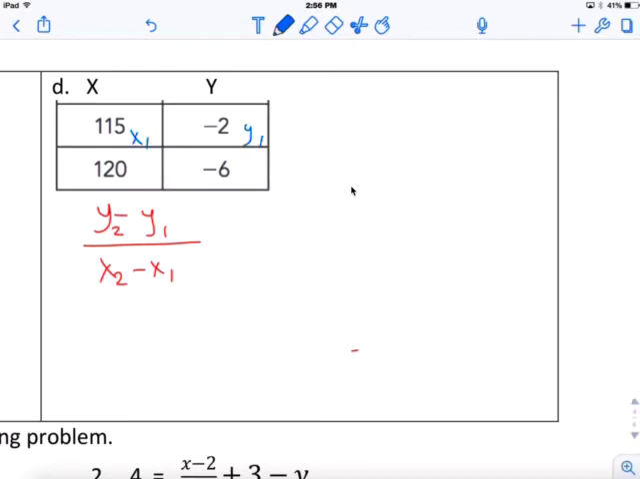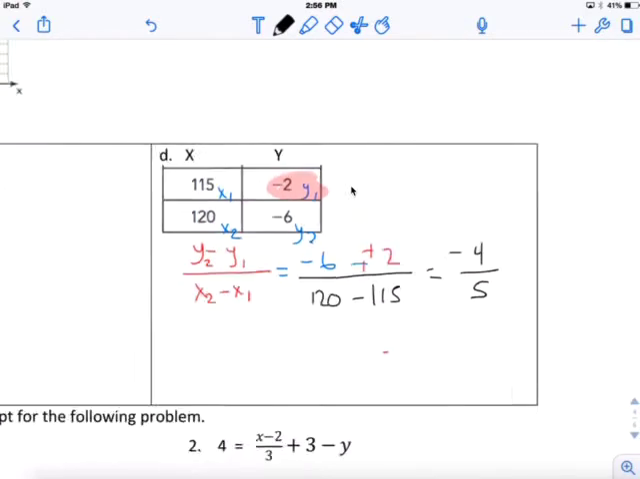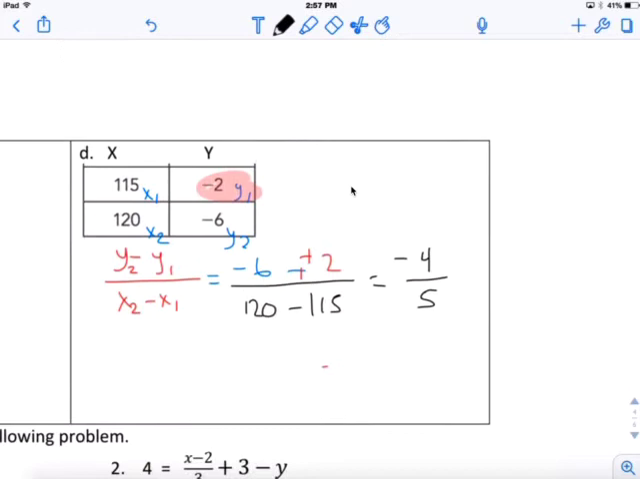x1, y1, x2, y2. Negative 6 minus a negative 2, and that's a negative 2. That's what's going to happen on your test. You're going to have stuff like this, and you need to get it right. 120 minus 115. That's negative 4 over 5. So we want, okay, first in point slope.